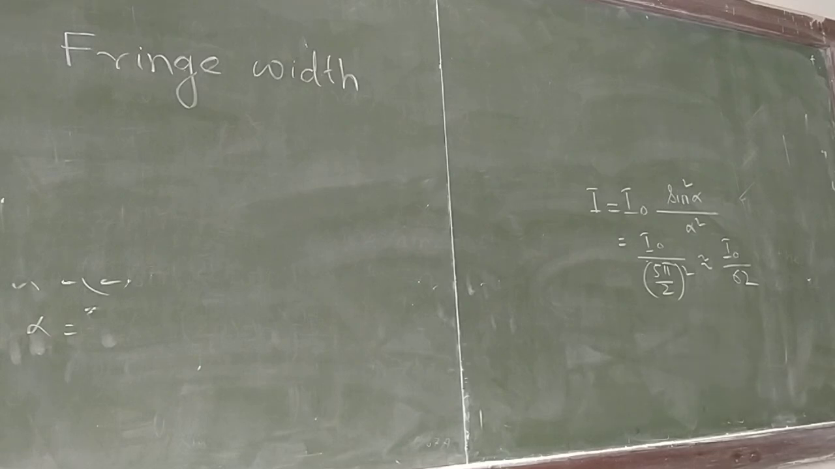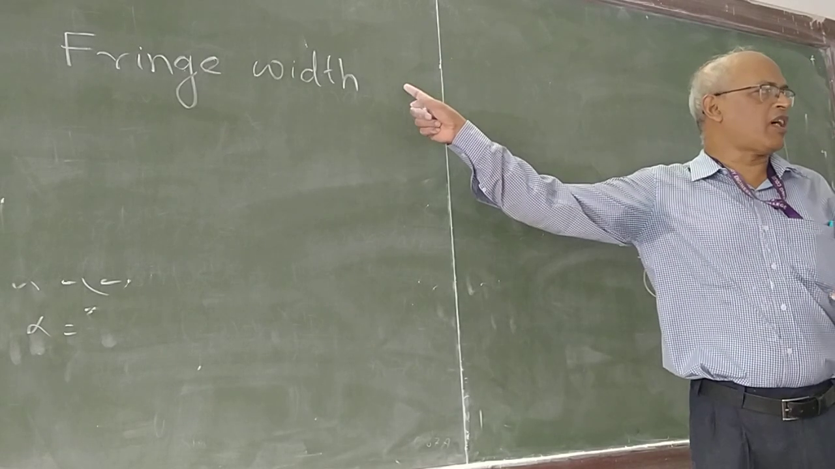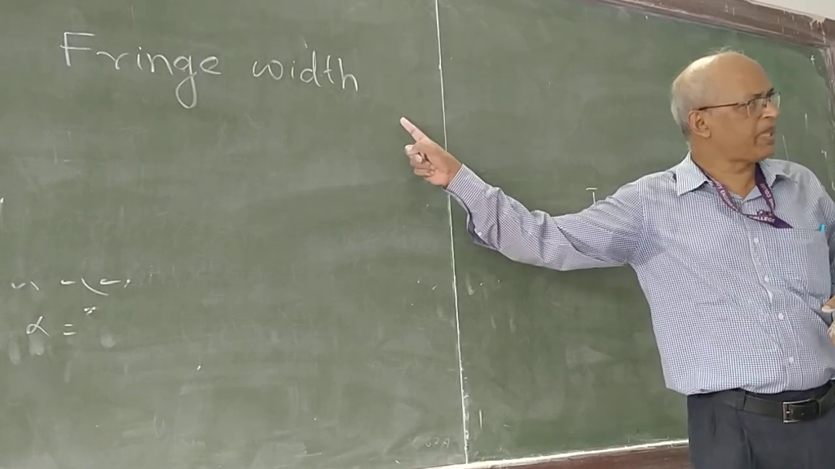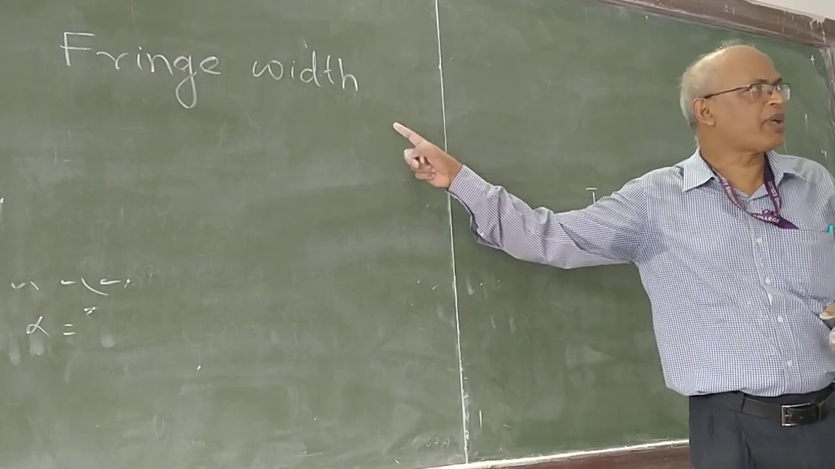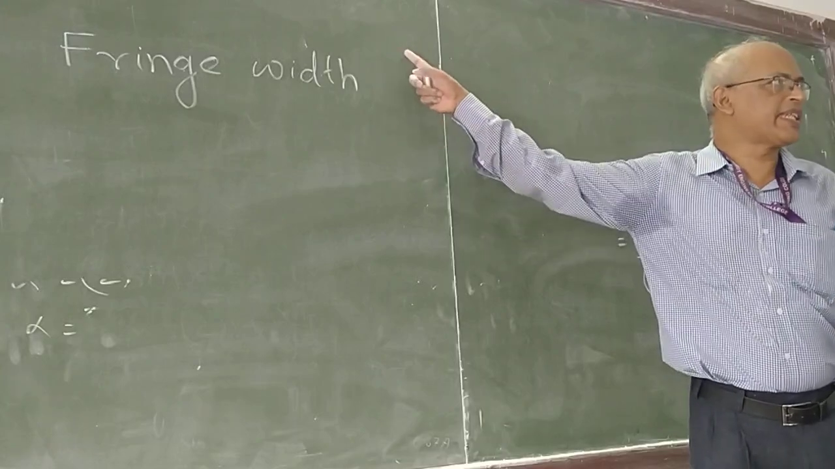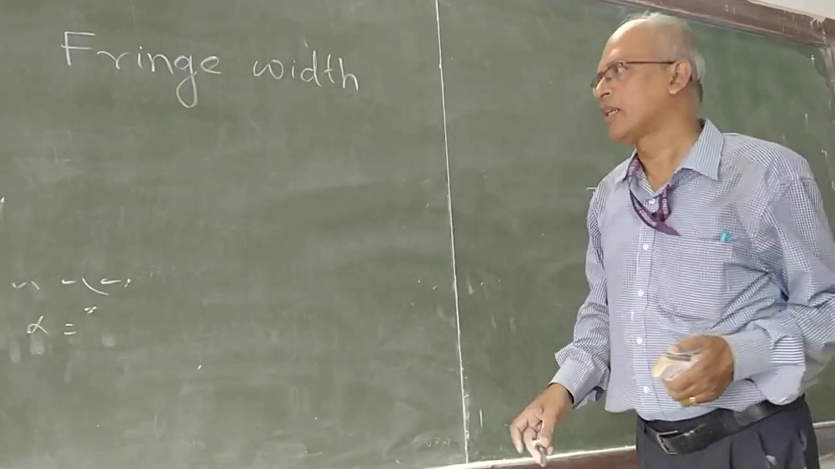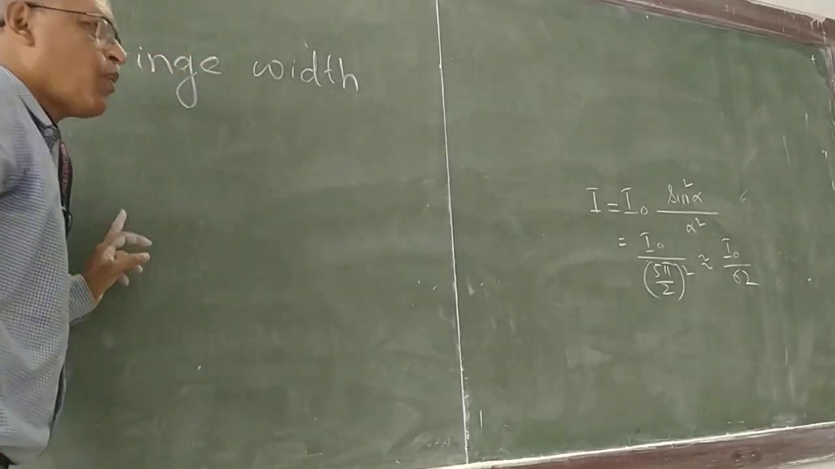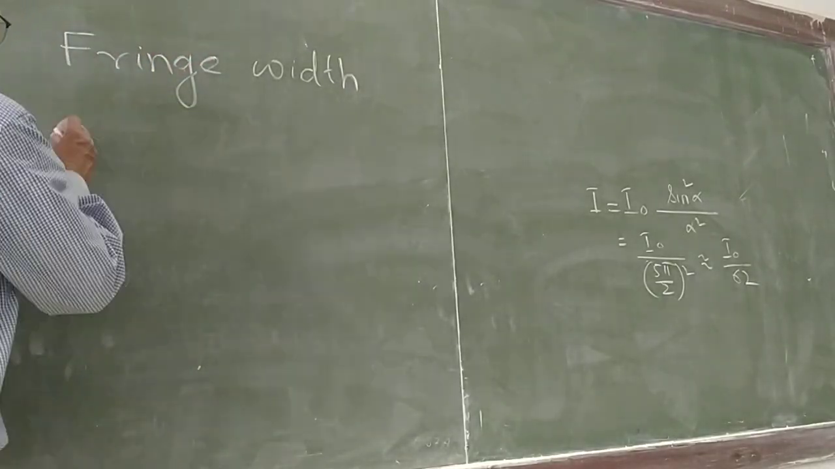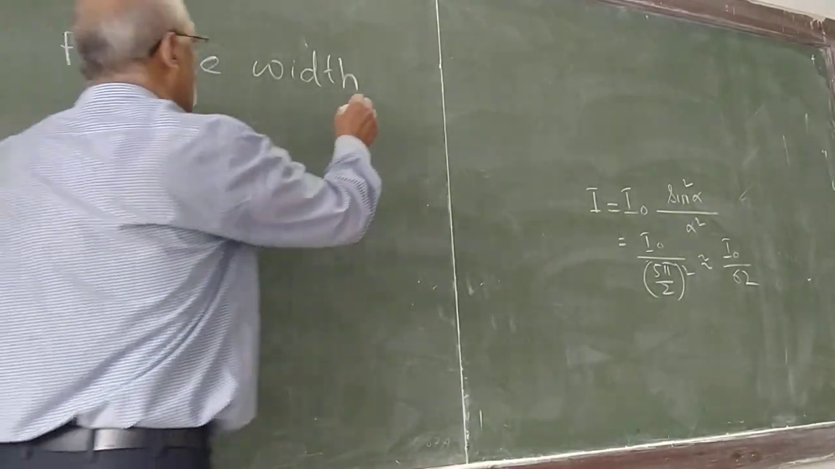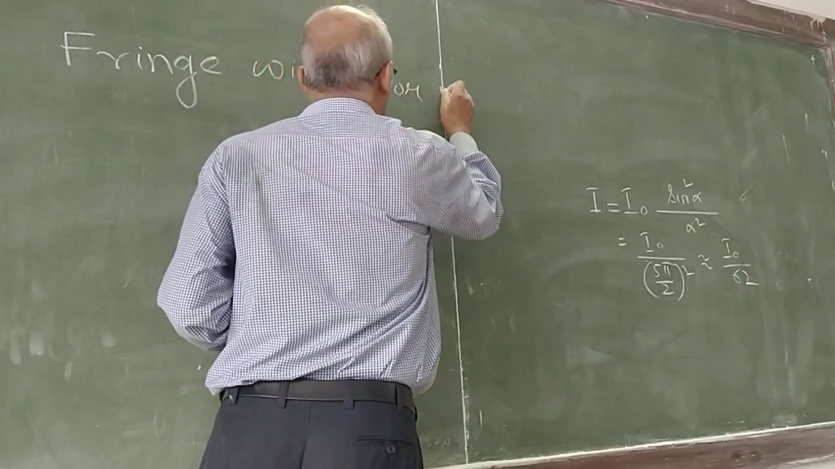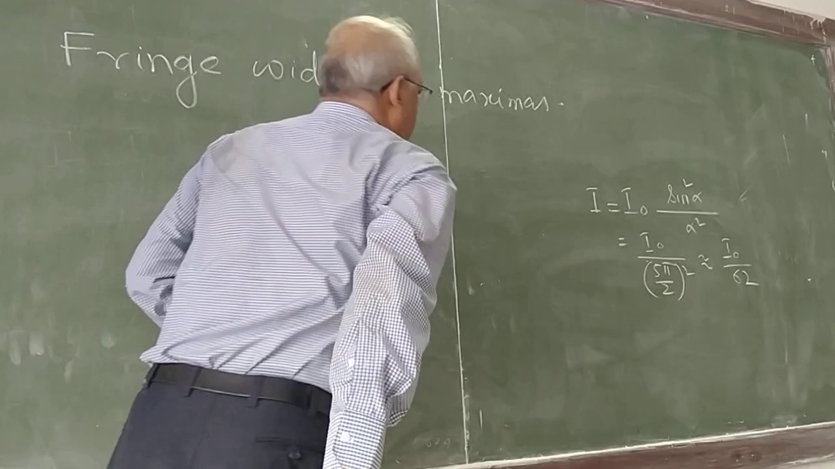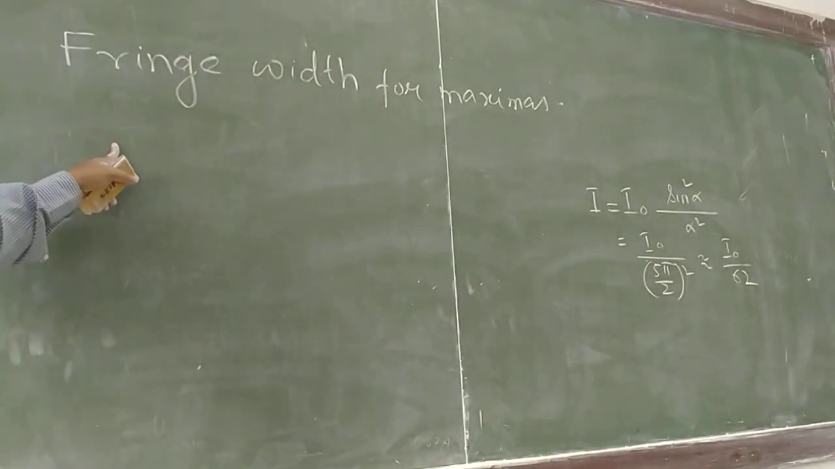Okay? Fringe width, what is it called? It is the distance between two successive maxima or two successive minima. x1 to x2, x2 to x3, that is called fringe width. Okay, what is the condition for fringe width for maxima? Please give a heading. Fringe width for maxima.